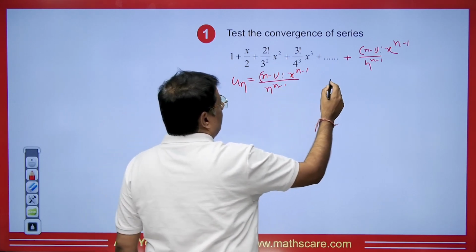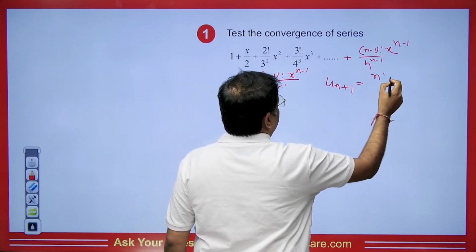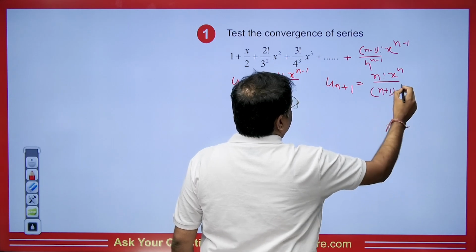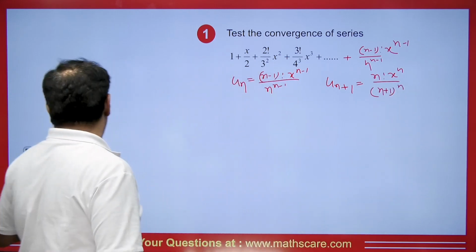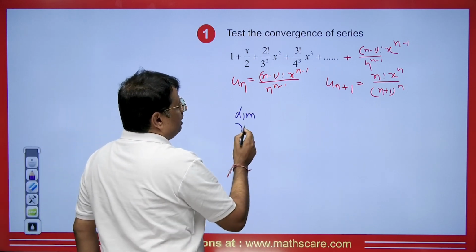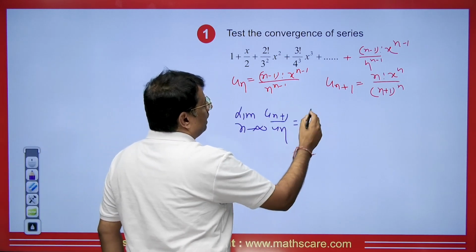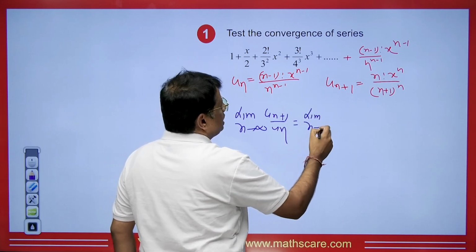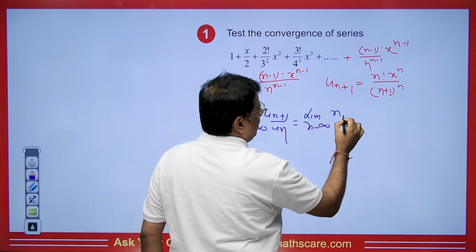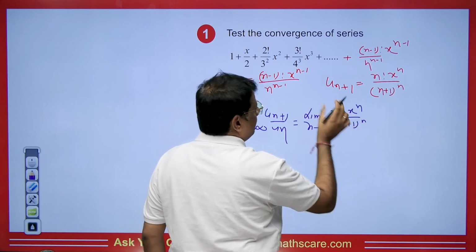Right, students? Similarly, if we write un plus 1, we will get it as n factorial x raised to the power of n divided by n plus 1 raised to the power of n. Now what will we do? We will apply D'Alembert ratio test. On applying this test, we will get limit n tends to infinity. We will find the value of un plus 1 upon un. This will be limit n tends to infinity. What will we do? We will put un plus 1 here. So, we will get it as n factorial x power n upon n plus 1 power n. This is our un plus 1.